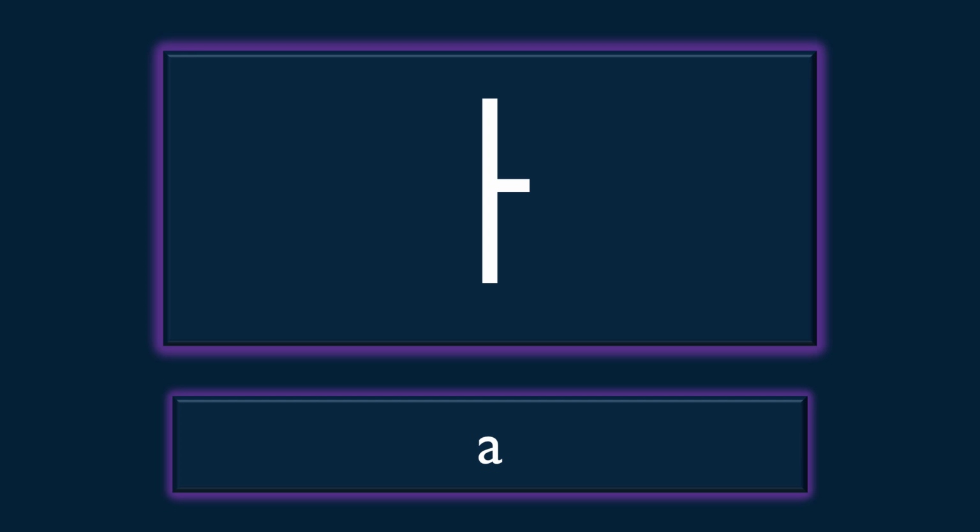This is the first single vowel. It is a vertical long line that has one short line attached on its right side. This is read as ah. Ah. One more time. Ah.